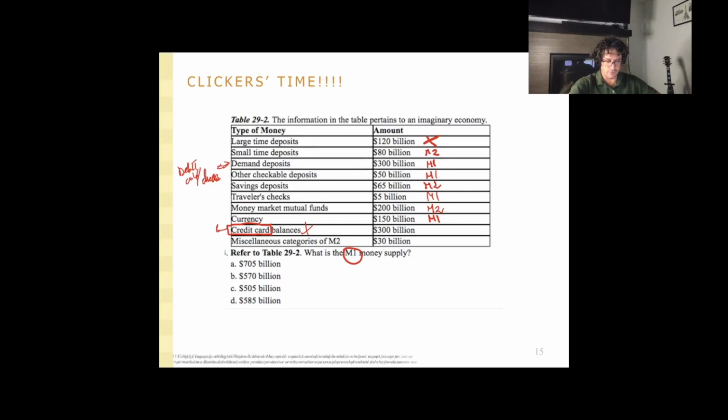Then the other categories, M2, of course not. So we have to sum this, this, this, and this. So in total it is 150, 155, 205, and 505. So the solution is C. Wonderful.